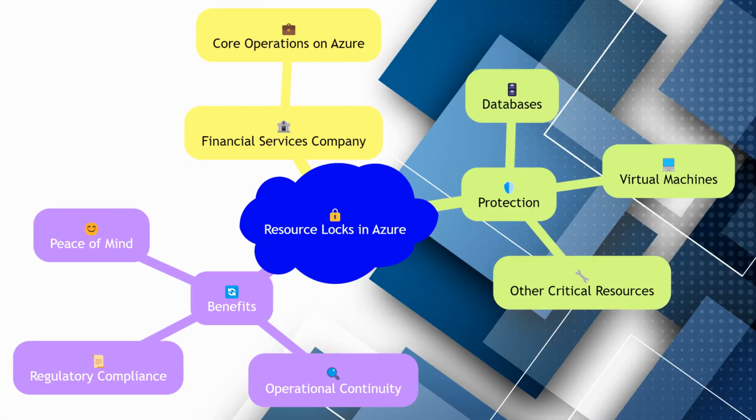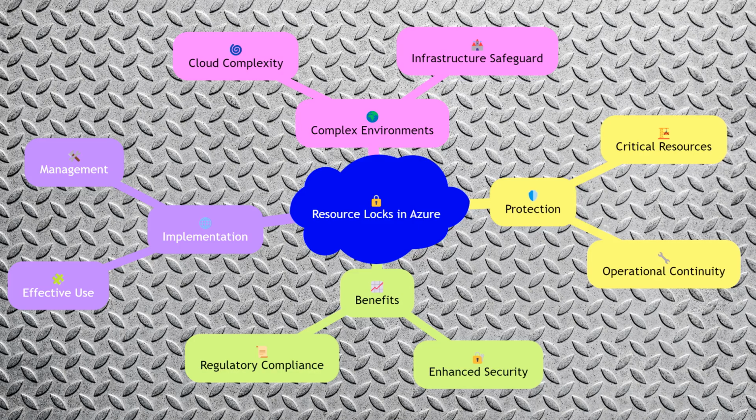Consider a financial services company that relies on Azure for its core operations. By implementing resource locks, the company can protect its databases, virtual machines, and other critical resources from accidental changes. This not only ensures operational continuity, but also helps meet stringent regulatory requirements, providing peace of mind to both the company and its clients.